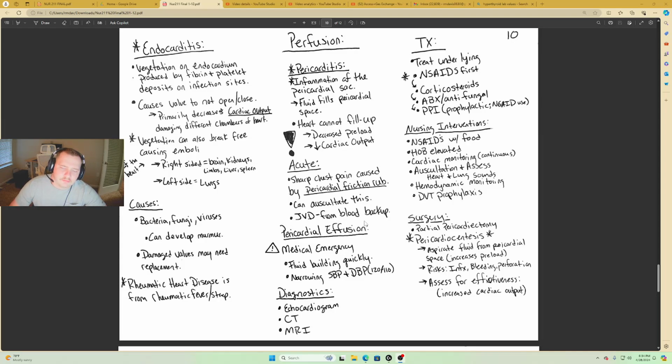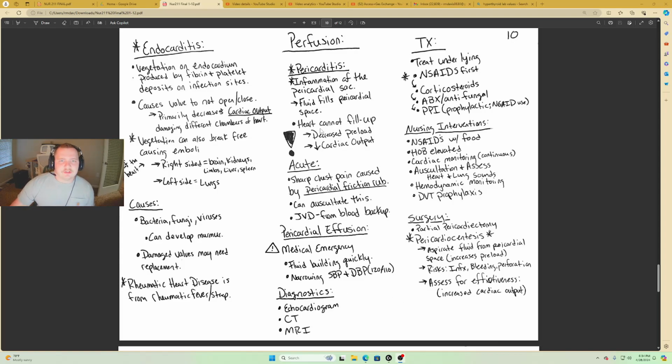So one worse thing that can happen with this would be the pericardial effusion, which is a medical emergency, and that is the fluid building quickly around the heart in the pericardium, and you will also see the narrowing blood pressures. So the systolic and the diastolic will be very close together. So you see here I got an example 120 over 110. Those are very close together within 10 units. Millimeters of mercury, if you will, I guess.